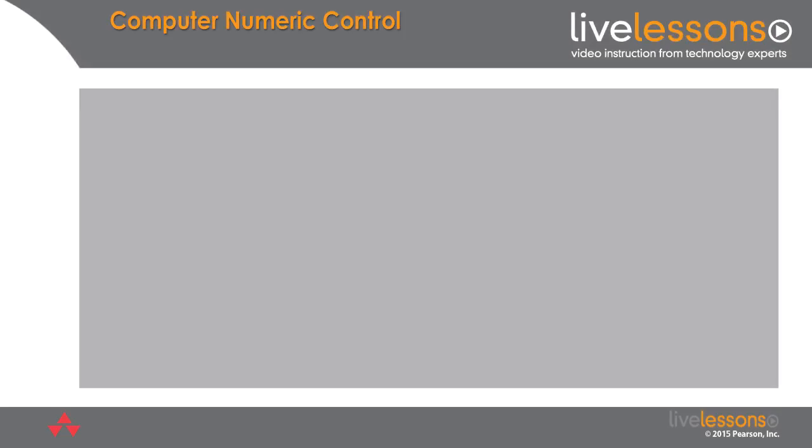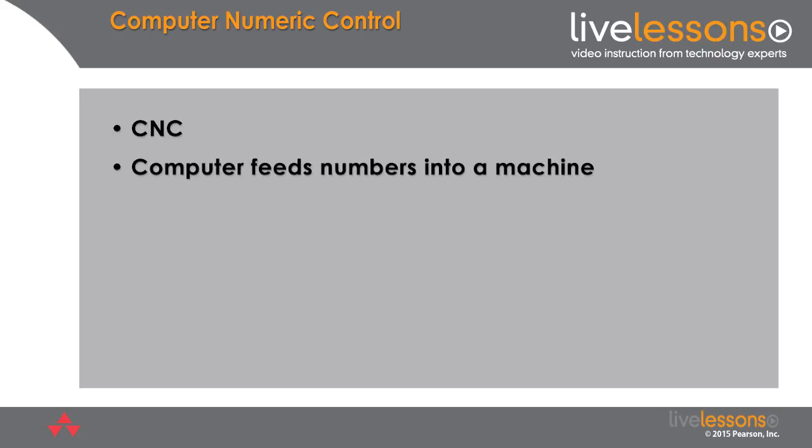Let's take some time and talk about computer numeric control. Computer numeric control, or CNC, is the method in which computers control the movement of machines. Now, what do I mean by that? Well, everything from large robots that assemble automobiles and even 3D printers are computer numeric control machines, meaning the computer is feeding numbers into the machine and the machine is performing that action.